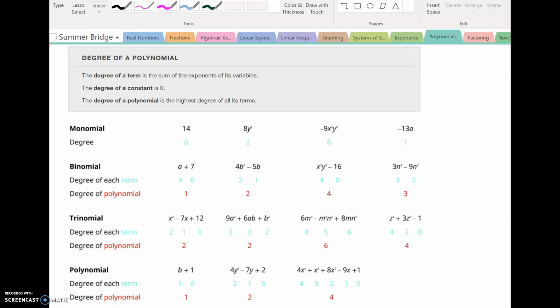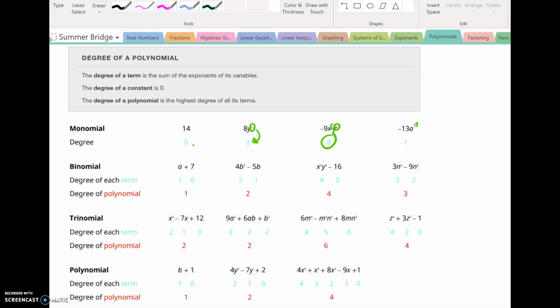So if we take a look at this list of monomials, okay? For 14, that's a constant, the degree is 0. Now if we take a look at 8y squared, the exponent is what gives us the degree, which is 2. Here, if we take a look at negative 9x cubed y to the fifth, we're taking that 3 and that 5, we add them together and we get 8. So that's the degree. And then here, whenever we do not have an exponent clearly listed, we assume that the degree is 1.